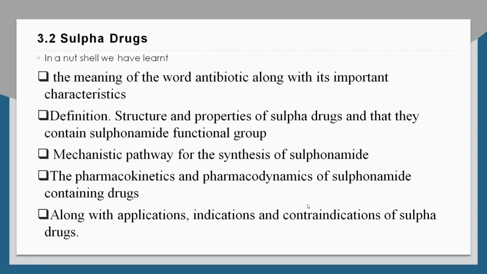So, finally, sulfa drugs. In a nutshell, we have learned the meaning of the word antibiotic along with its important characteristics, the definition, structure, and properties of sulfa drugs, and that they contain the sulfonamide functional group, the mechanistic pathway for the synthesis of sulfonamide, the pharmacokinetics and pharmacodynamics of sulfonamide-containing drugs, along with the applications, indications, and contraindications of sulfa drugs.